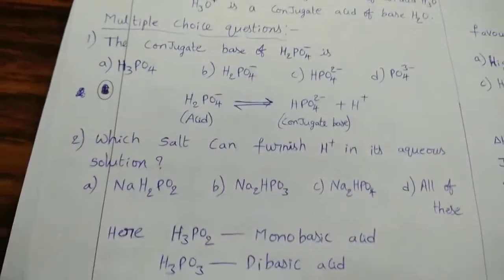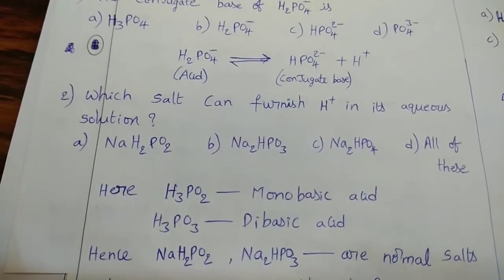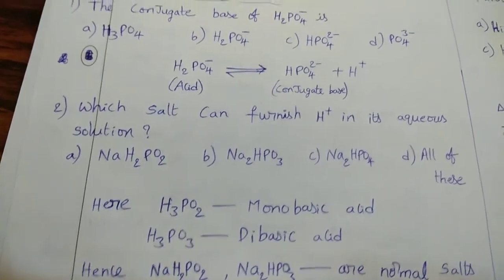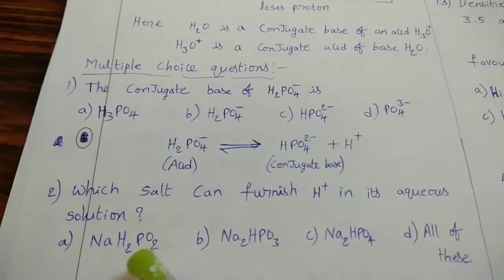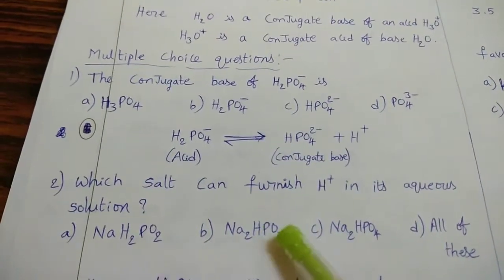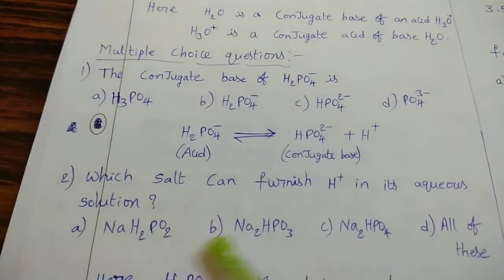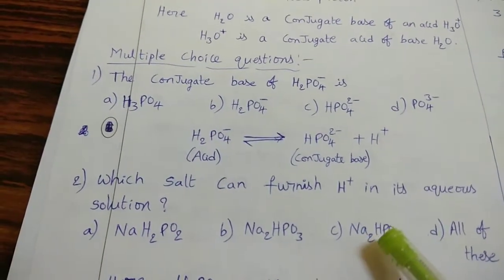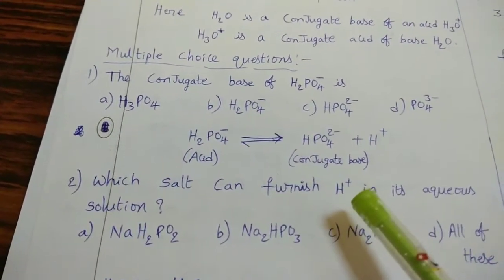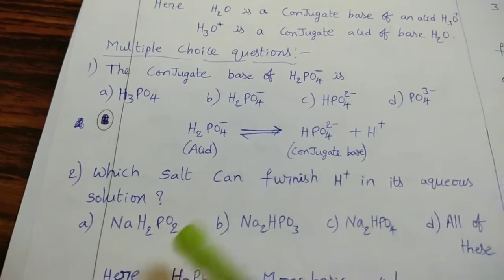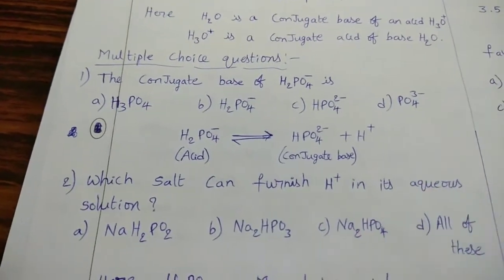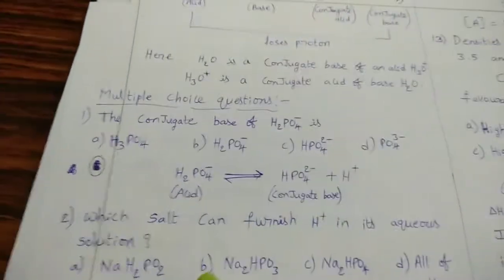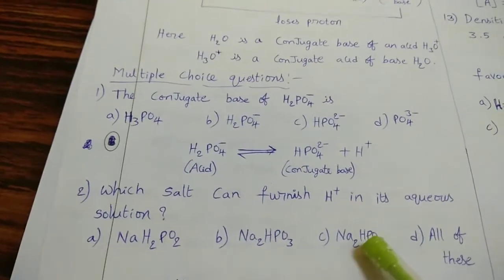See the next one. Which salt can furnish H plus in its aqueous solution? Four options are given. In that, three options have compounds. Among these three compounds, which compound can provide H plus ion in water? If we dissolve these compounds in water, which compound can release H plus ion? It seems to be a simple question, but we have to answer very carefully.